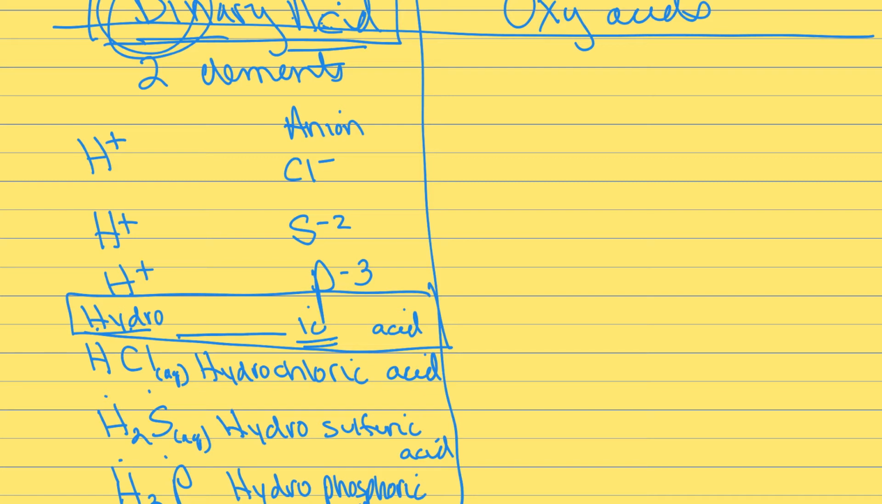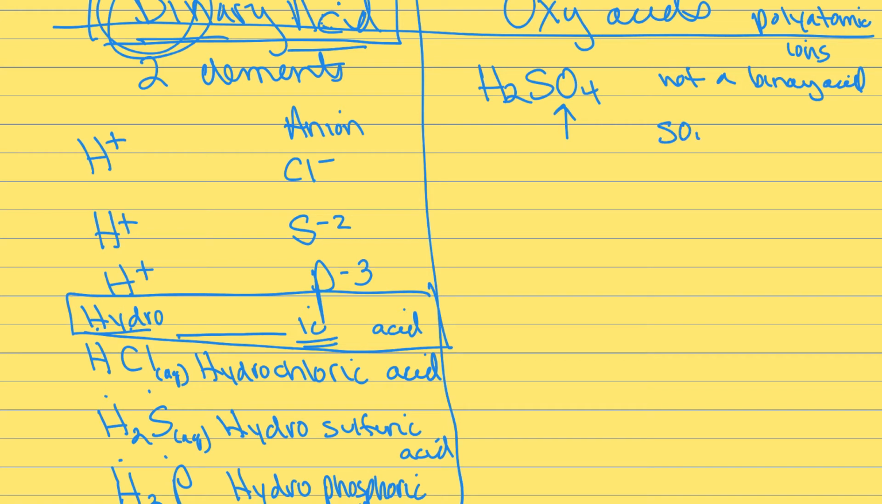But oxyacids are going to be acids with polyatomic ions that have oxygen in them. So for example, the most famous acid here is H2SO4. And I can see right away that's not a binary acid because I can see more than 2 letters. So this is the way that you name these. You look at the polyatomic ion that it comes from, and this is sulfate.